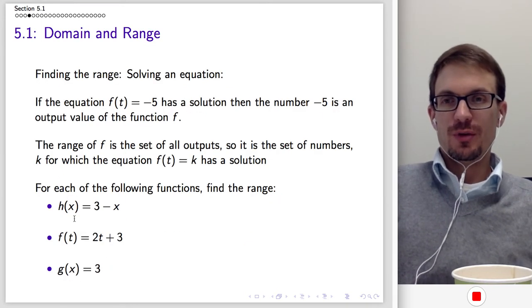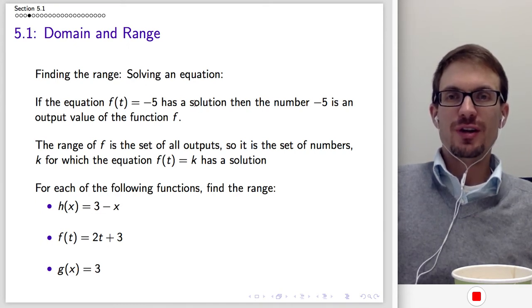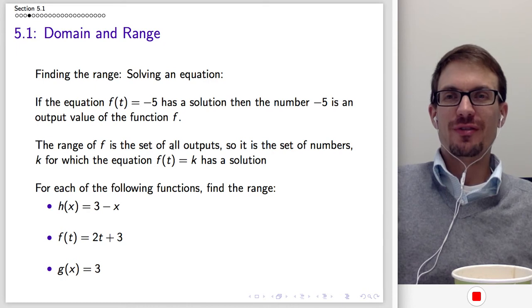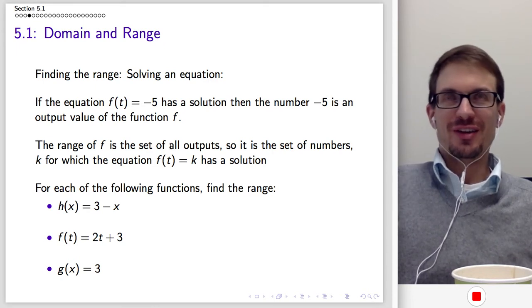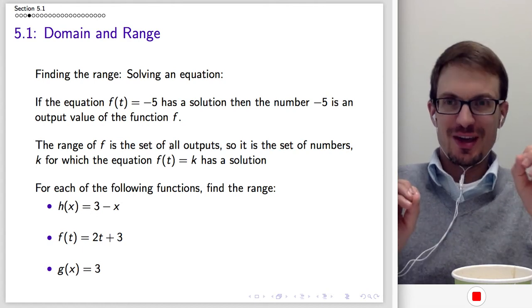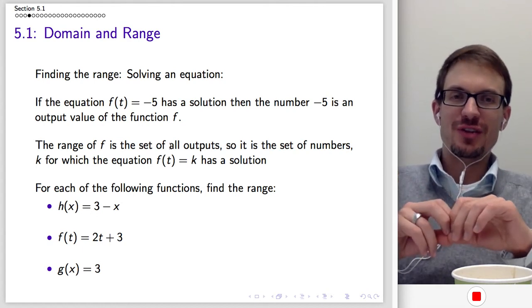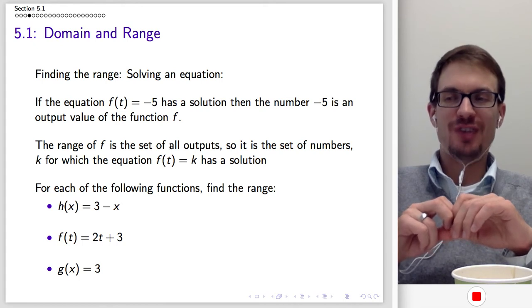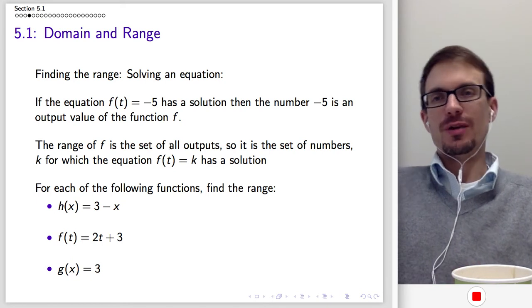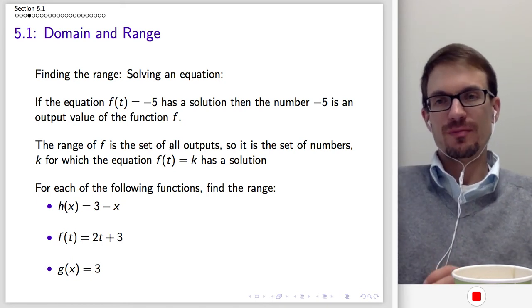Okay. We can find the range. Well, suppose we have an equation, f of t equals minus 5. Assuming it has a solution, then the number minus 5 is an output value for the function f, right? So what are we doing here? We're saying, let's suppose we have some equation. It's always equal to minus 5. Assuming that we're not working with the empty set, assuming that there is a solution, then minus 5 is going to be one output value of that function.